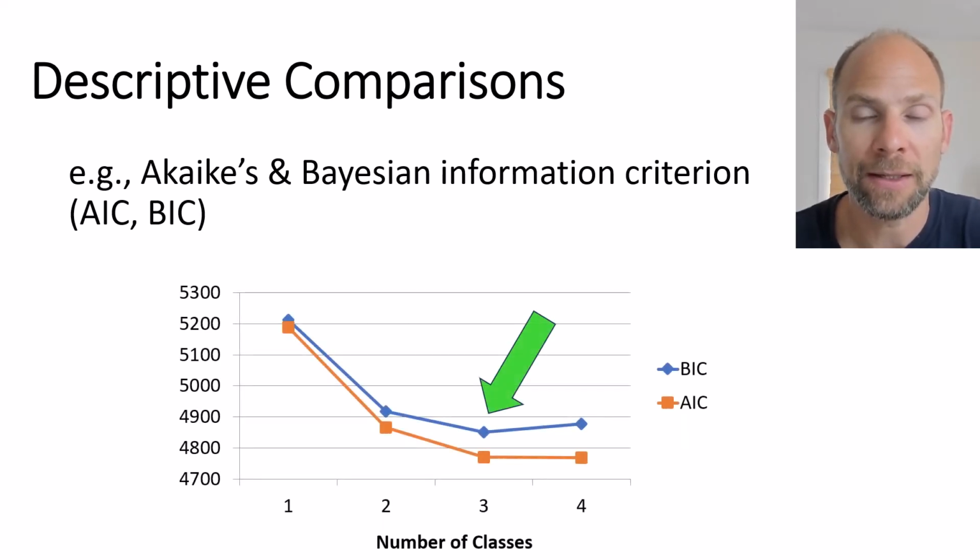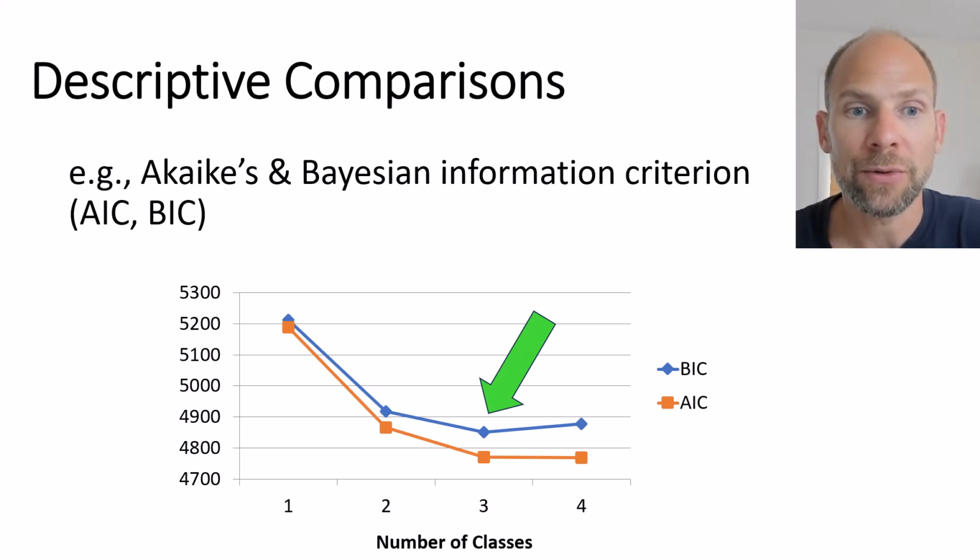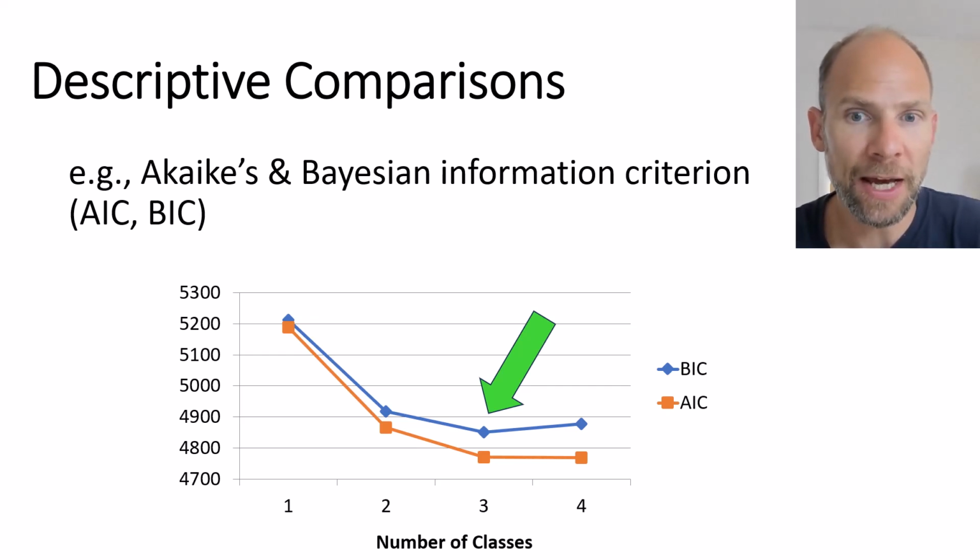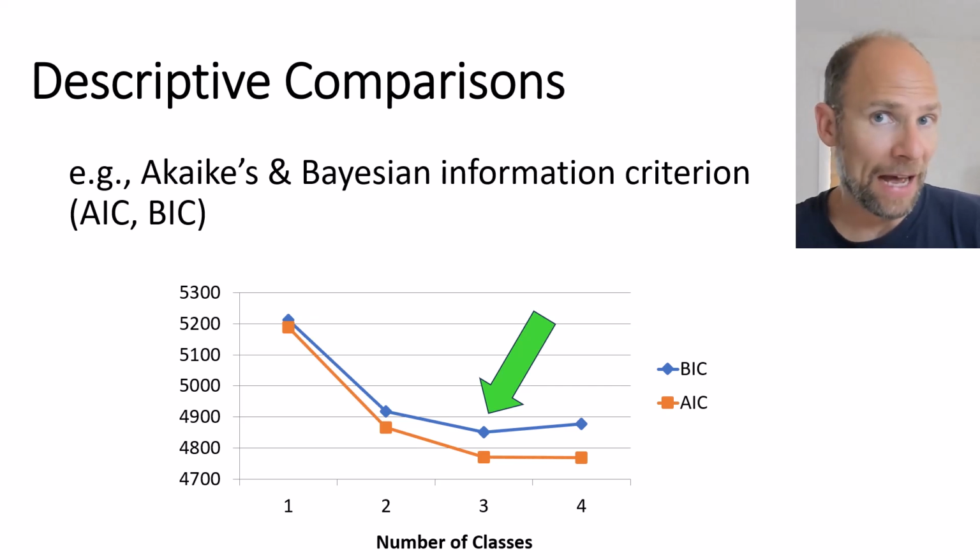And so here I did this in the example for the 1 through 4 class solutions. You can see the 1 class model has the highest AIC and BIC, and that's typically the case, because this model does not fit, as it's the independence model. And so then 2 classes is a lot better. Both AIC and BIC are a lot lower for 2 classes. For 3 classes, the BIC is even lower, and also the AIC, and then for 4 classes, there's not much of a change in AIC, but the BIC goes back up.